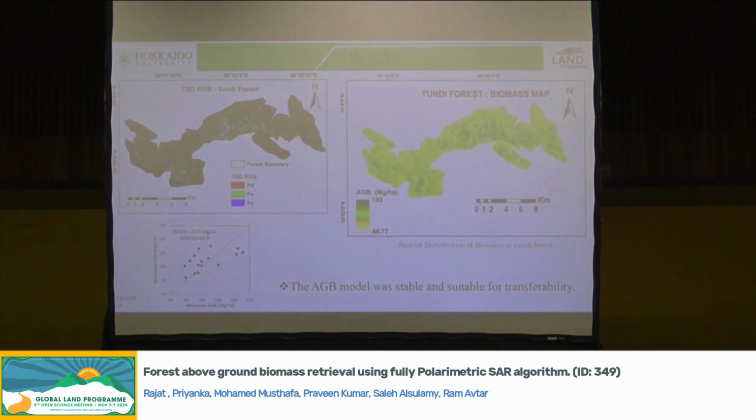And after that, we validated the result with the field-based data. And here the RMSE is found around 22.9%. So the performance of the AGB model was stable, and it can be used in different parts of India for the estimation of forest biomass.